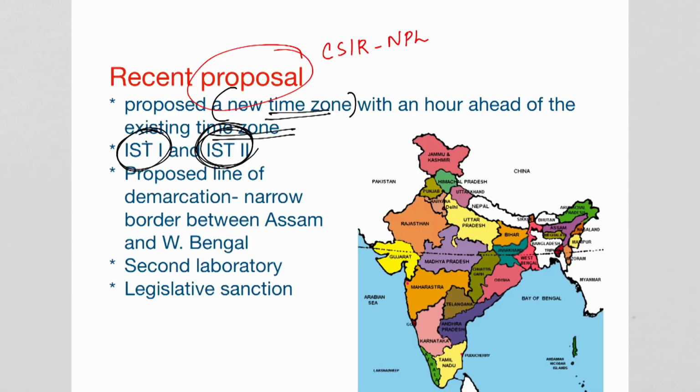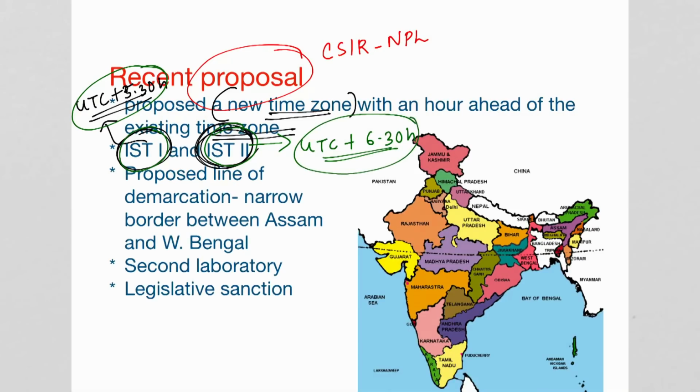So the first one, that is IST 1, will be UTC plus 5 hours 30 minutes ahead. UTC is the Greenwich time or the Universal Coordinated Time. So UTC plus 5 hours 30 minutes will be the IST 1, that is the already existing time zone, and second one will be the new time zone which will be created, and this will be UTC plus 6 hours 30 minutes, that is 1 hour ahead of the existing IST. So there will be two time zones, IST 1, IST 2. IST 1 will be the same old one India is following, UTC plus 5 hours 30 minutes. Second one will be IST 2, that will be UTC plus 6 hours 30 minutes ahead.